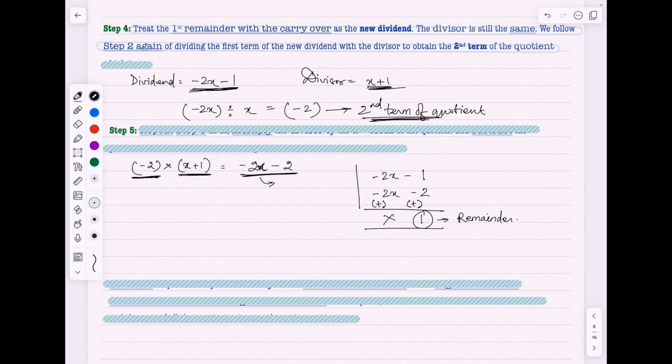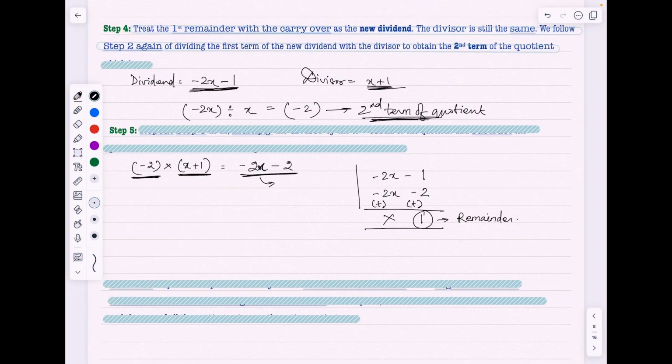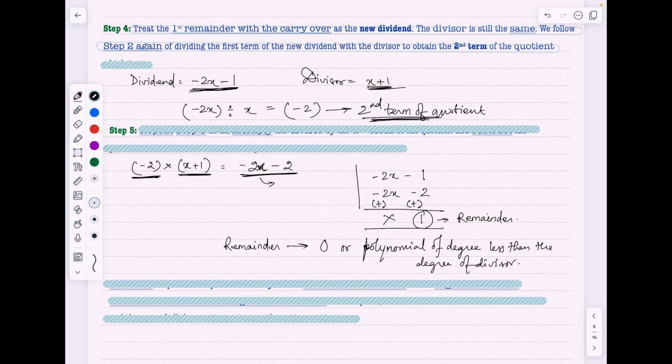Why here are we telling 1 as the remainder? I was telling that minus 2x is not a remainder. Because see, remainder can be 0 or a number or a polynomial. This is a polynomial of degree less than the degree of the divisor. You are getting it? See, minus 2 into x plus 1 is there. You got this product, you did this. This is the third step.